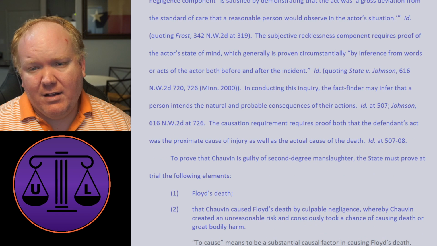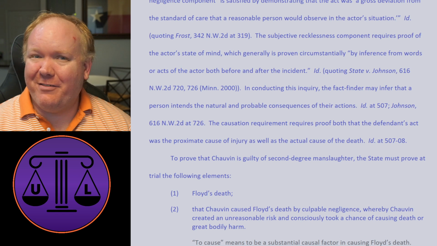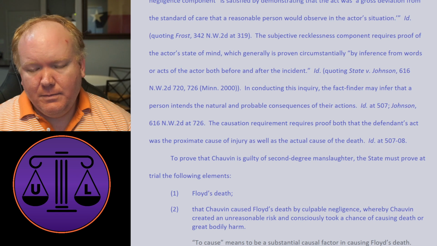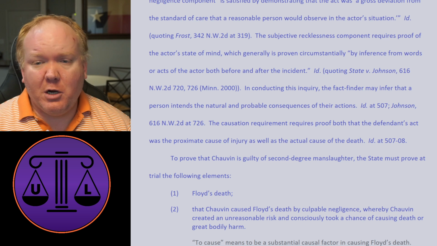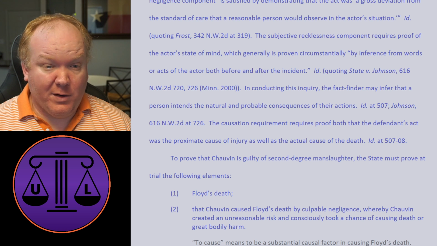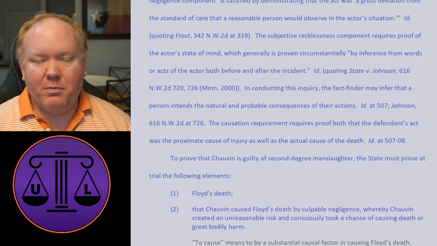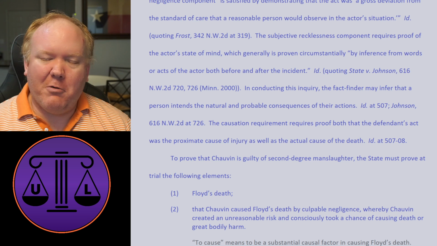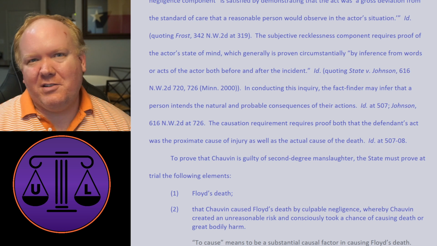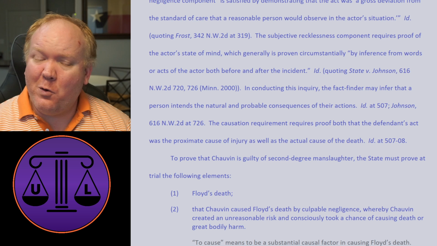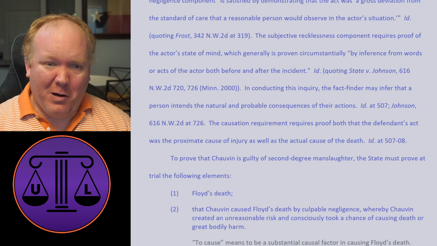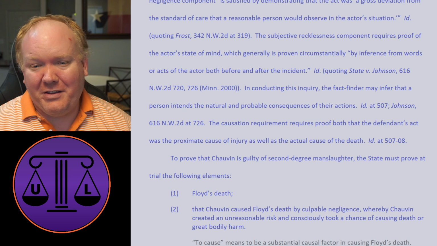The subjective recklessness component requires proof of the actor's state of mind, what's going through their head, which is generally proven circumstantially by inferences from, for example, words or acts of the actor both before or after the incident. So how do we know what was going through their head? Well, what they did is also a clue, and anything they said either before, during, or after the incident might also be a clue as to what was going through their head at the time.